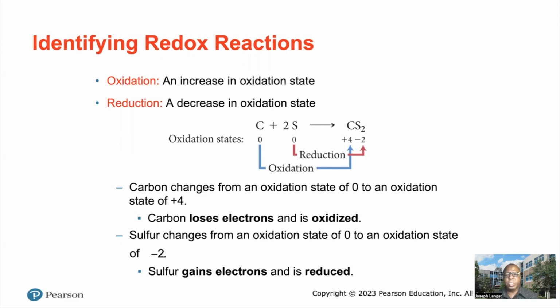So if I look at this, carbon is the reducing agent. It reduces. To reduce is to add electron into. So C is the reducing agent, whereas S is the oxidizing agent, it's making the other species lose electron.